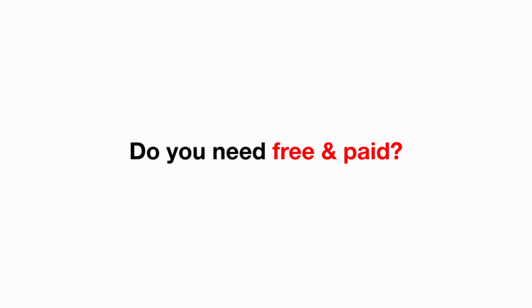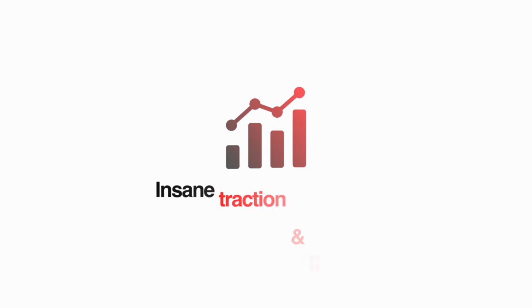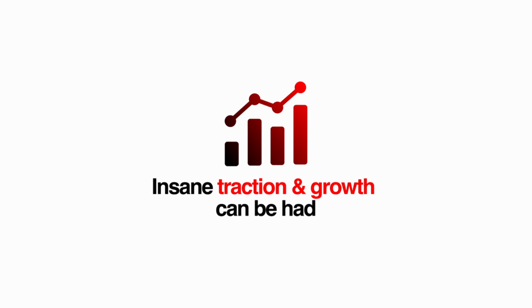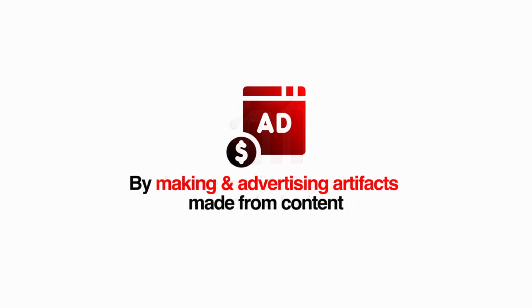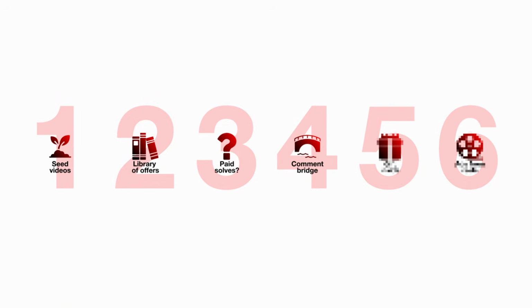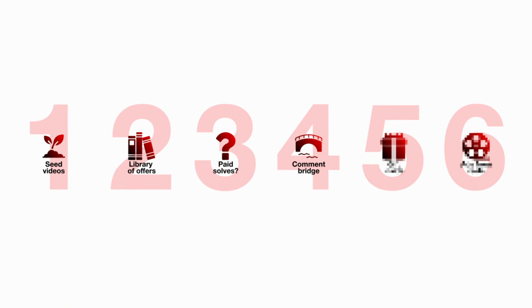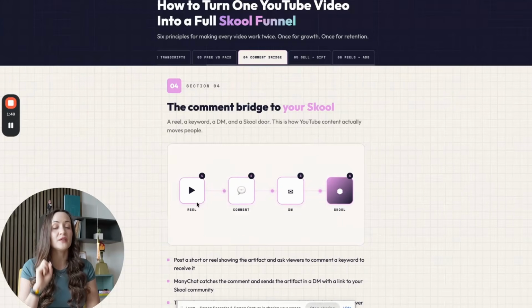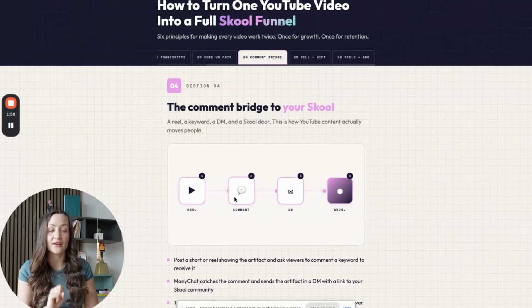Now, do you need a free and paid? Most of you can get insane traction just making and advertising the free artifacts from their content. So let me walk you through that. The free strategy always starts with advertising the artifact in your content. So you have a post like a reel, and then people comment under that they want to have the artifact. You DM it to them, and then from there they join your school.